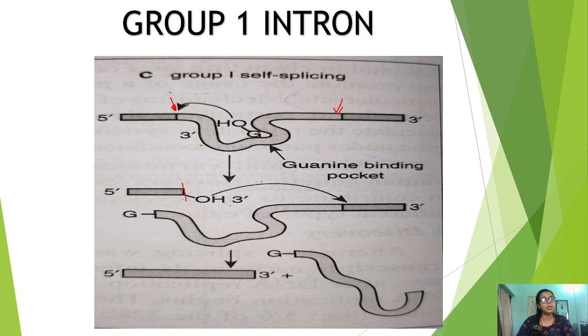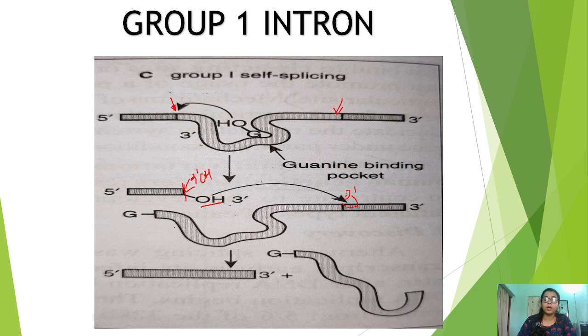Now this region will be free, with an OH, that is a 3' OH region. This region is known as the 3' OH region, because it was separated because of the nucleophilic attack, and now it has formed a 3' OH end. Now this 3' OH end will again make a nucleophilic attack on this 3' splice site.